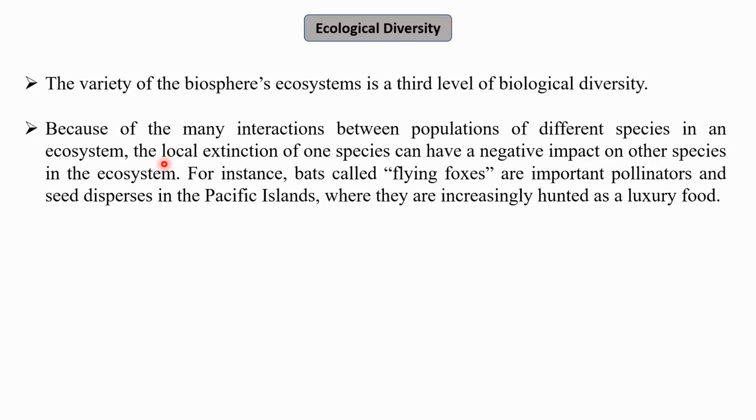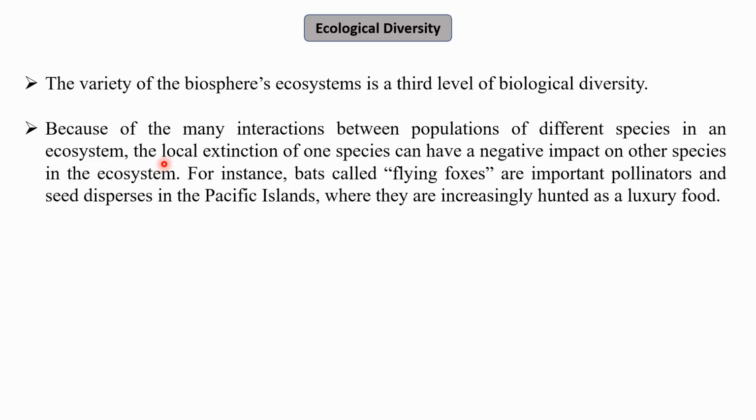But if these interactions are impacting the growth and survival of other species, then the local extinction of one species would definitely have a negative impact on other species in the ecosystem. For example, in the prey-predator relationship, if by any chance the prey for the predator become extinct, then the predators will also start decreasing in number due to starvation.